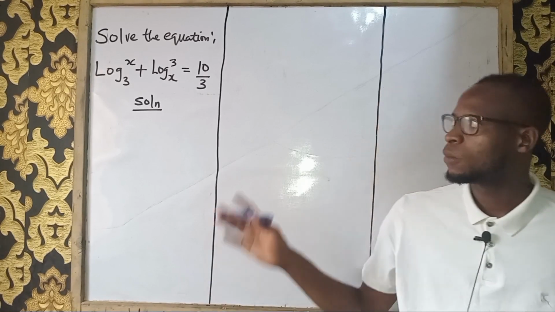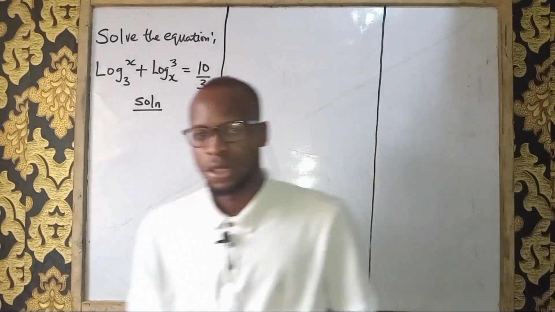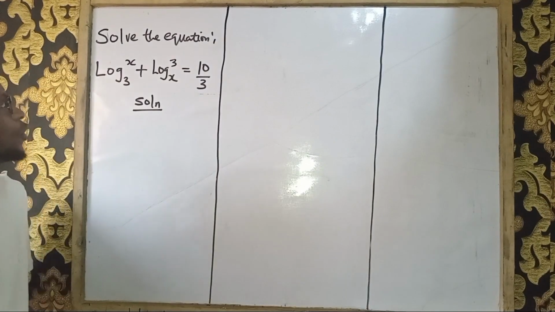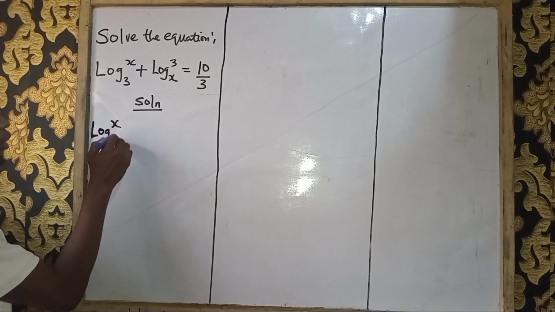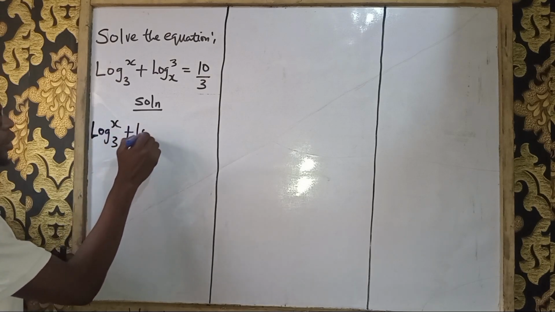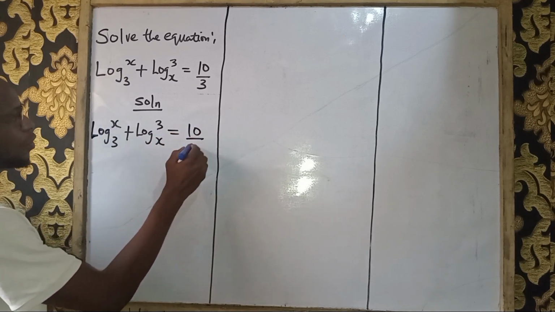So here we have a tough problem on logarithm equation. So let's look at the problem together. Okay. The question reads: solve the equation. We have log x in base 3 plus log 3 in base x is equal to 10 over 3.